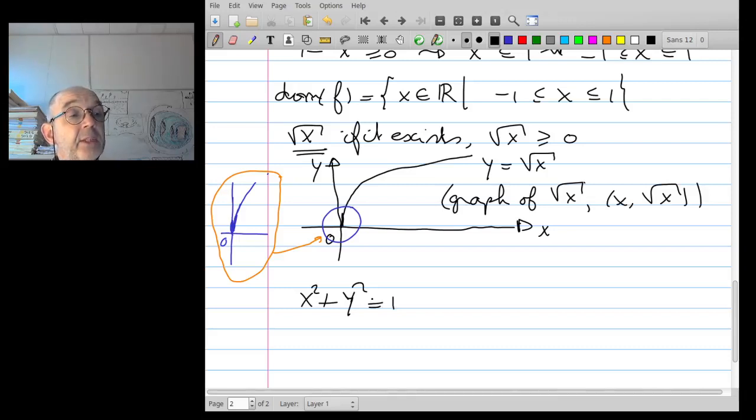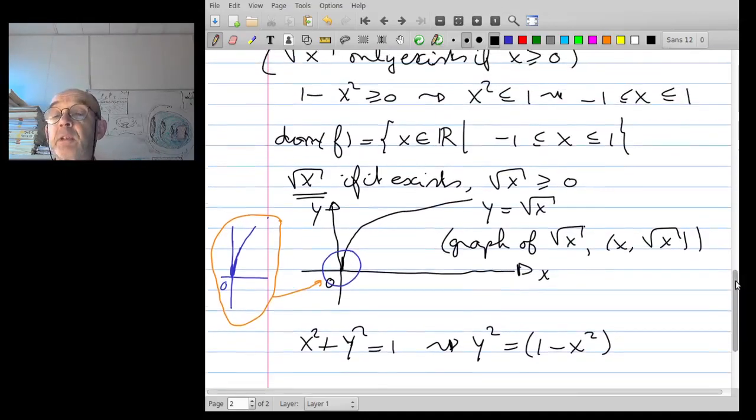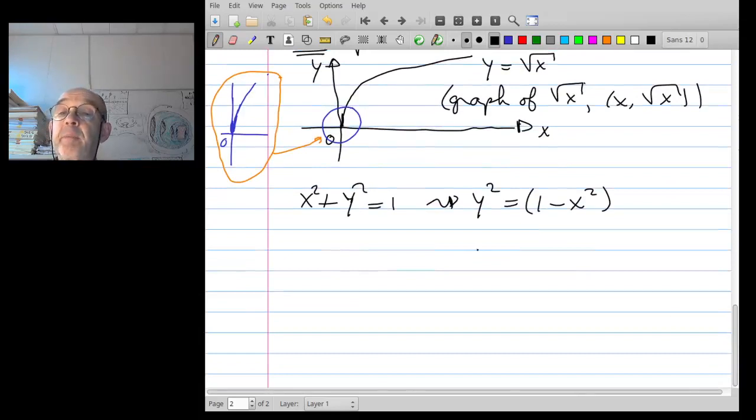Yeah, what is then the case? Then you can write down that y squared is equal to 1 minus x squared. And we know already that the x squared is always positive. And then you have, in a certain sense, two functions.